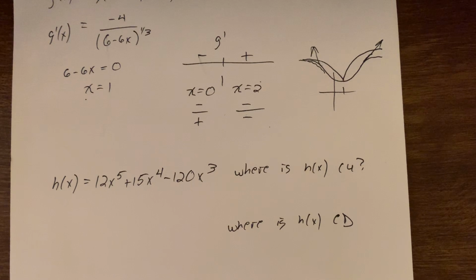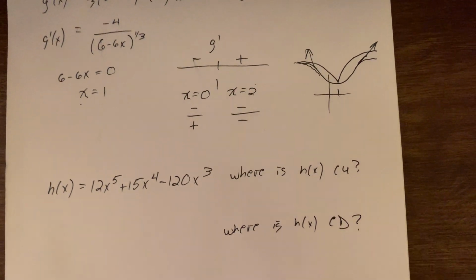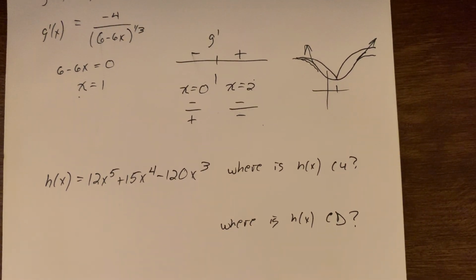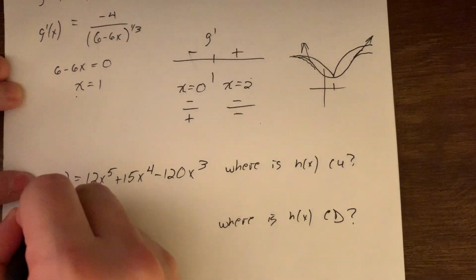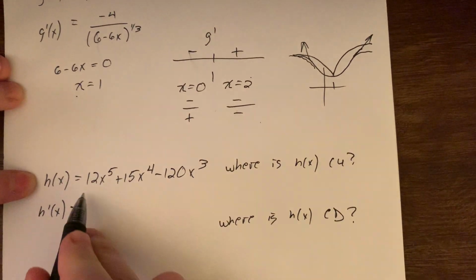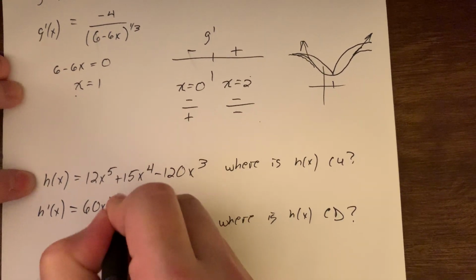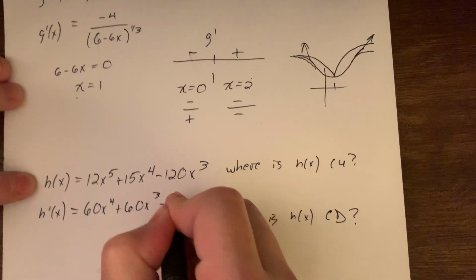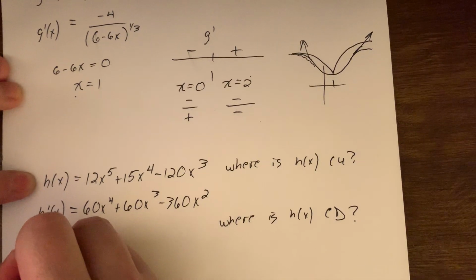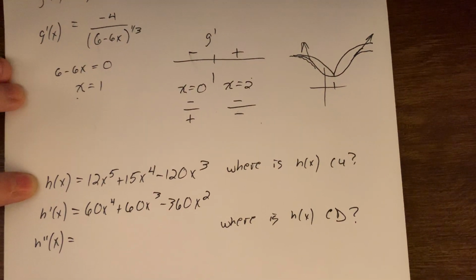Okay, increasing, decreasing. We used the theorem that connected the first derivative and the plus or minuses to the original being increasing, decreasing. Now I'll need the second derivative test: intervals where the second derivative is positive and negative will tell me where the original is concave up, concave down. So I'll need the second derivative. Well, first thing I need is the first. Simple function, nothing too crazy, addition, subtraction. So I'll go quickly, 60x to the 4th plus 60x cubed minus 360x squared. And that allows me to quickly go right into a second derivative.